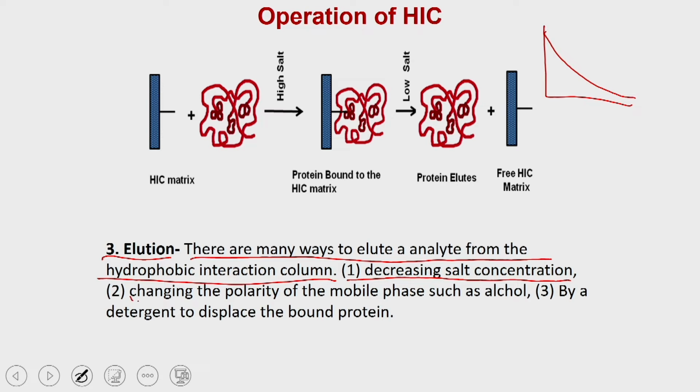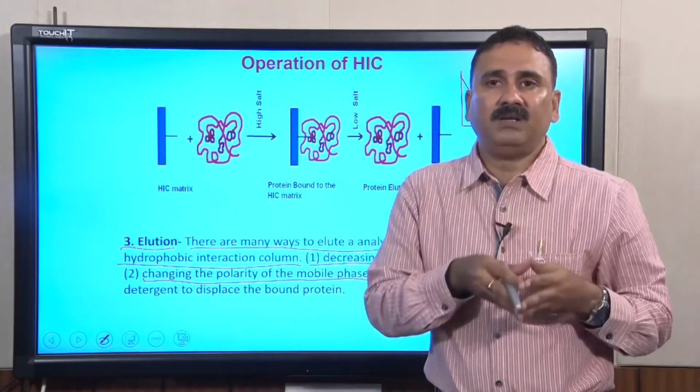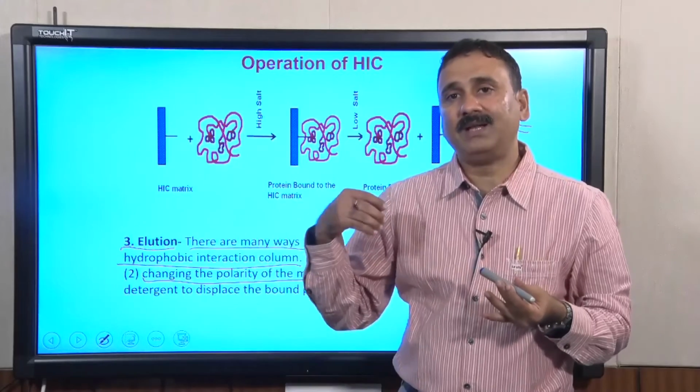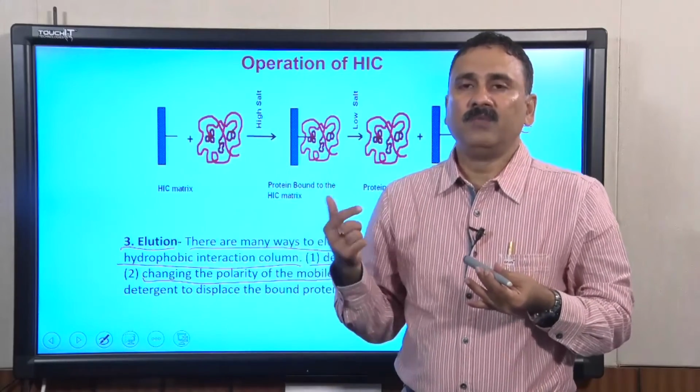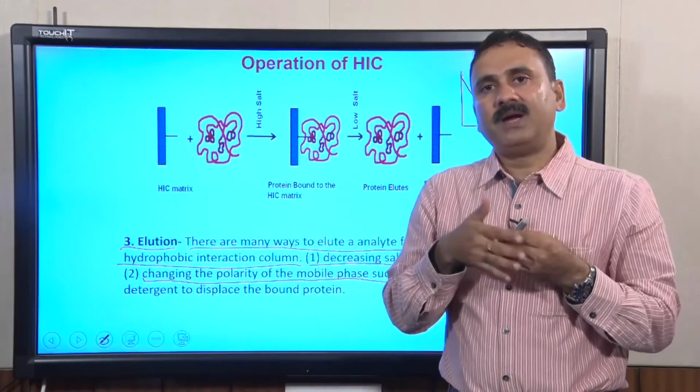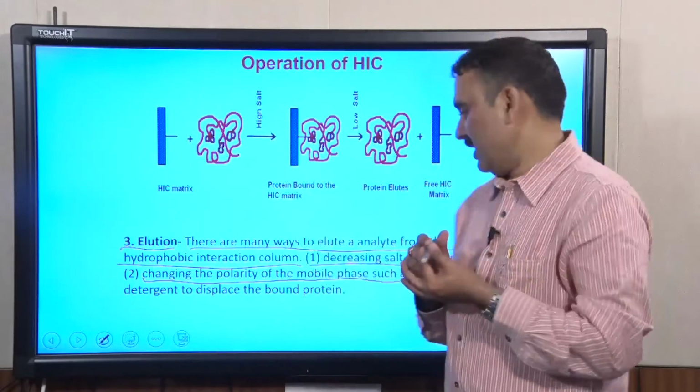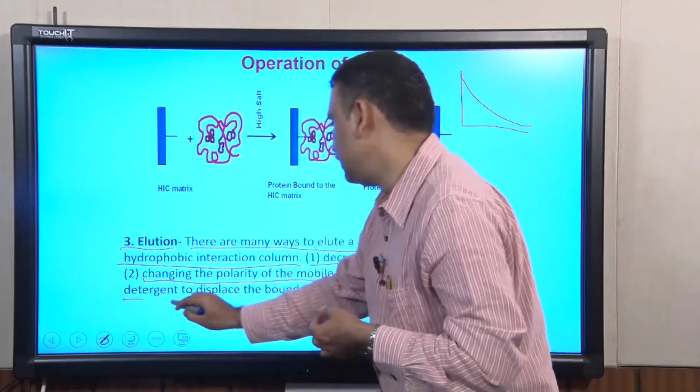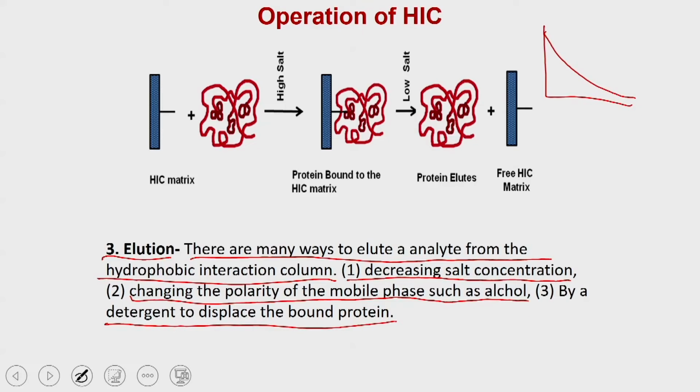Then you can change the polarity of the mobile phase, such as by using alcohol. You can also have competitive molecules, because alcohol is more hydrophobic compared to water molecules. If you add alcohol, that alcohol is going to interact with the ligands present on the beads instead of the protein, and that is going to displace the protein, or you can use a detergent to displace the bound protein. Detergent is also hydrophobic in nature, so if you supply the detergent, it is going to bind to the ligand and displace the protein.